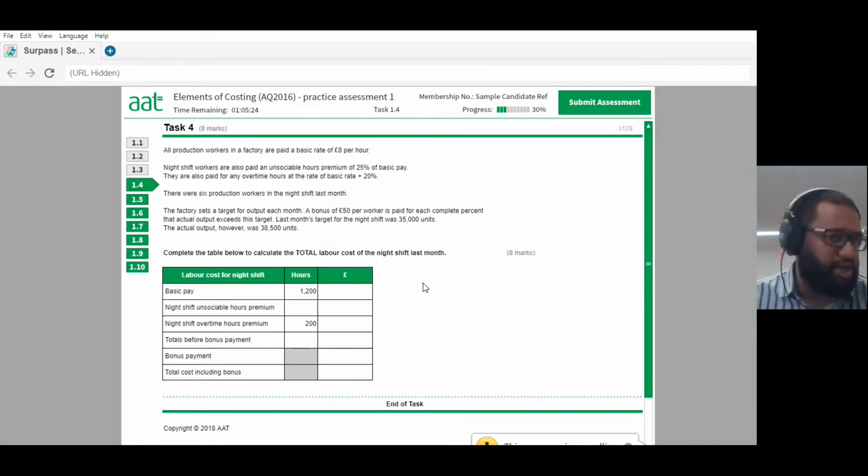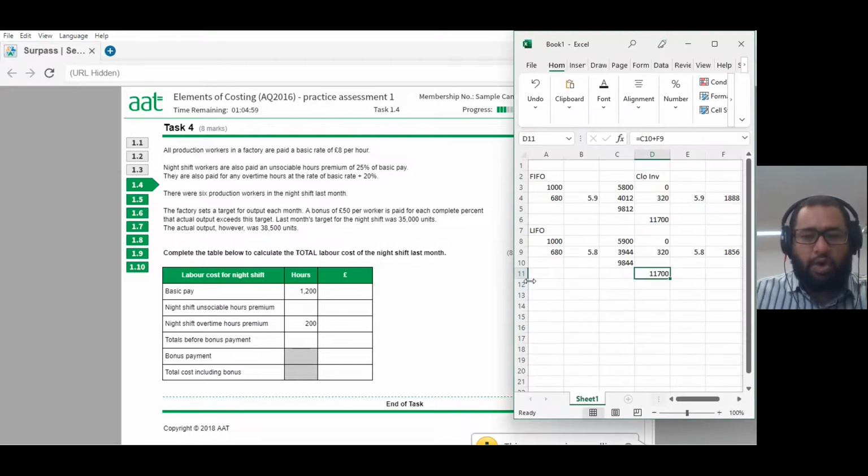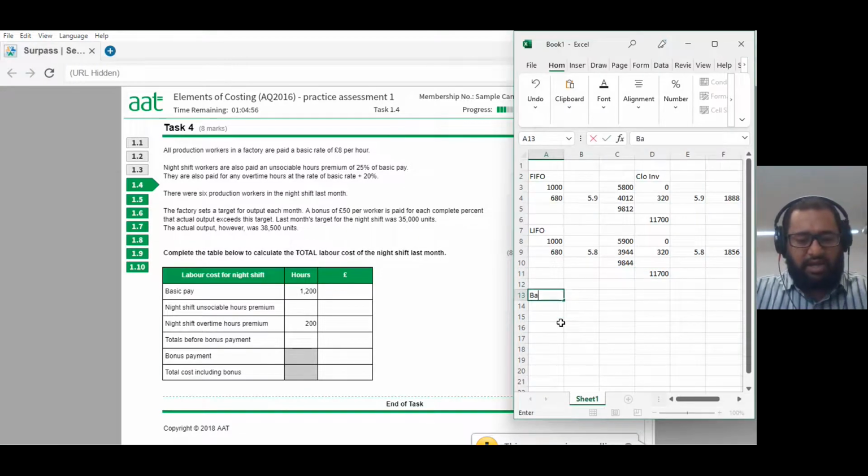Now, this question tends to be a bit tricky because people have found it hard to understand what they mean. But again, what you need to do is simplify it to make sure you understand what they're talking about. So here, all production workers in the factory are paid a basic rate of £8, so that is their basic rate. Night shift workers are also paid an unsociable hours premium of 25% of basic pay. So here, I'm going to show: basic rate is £8.